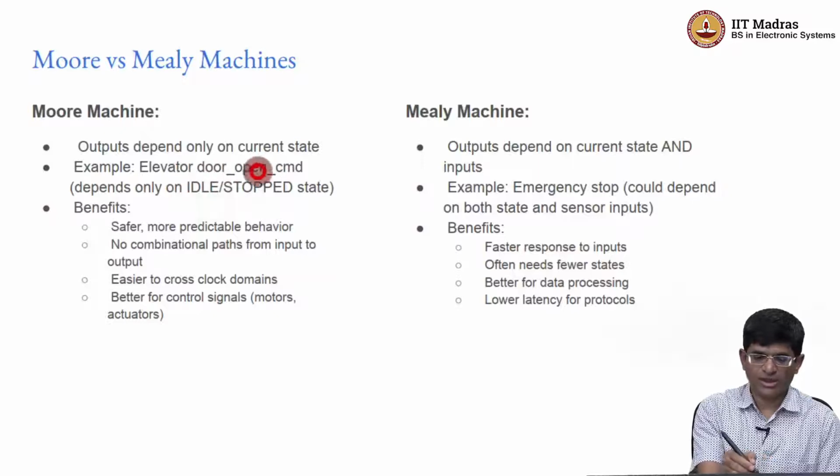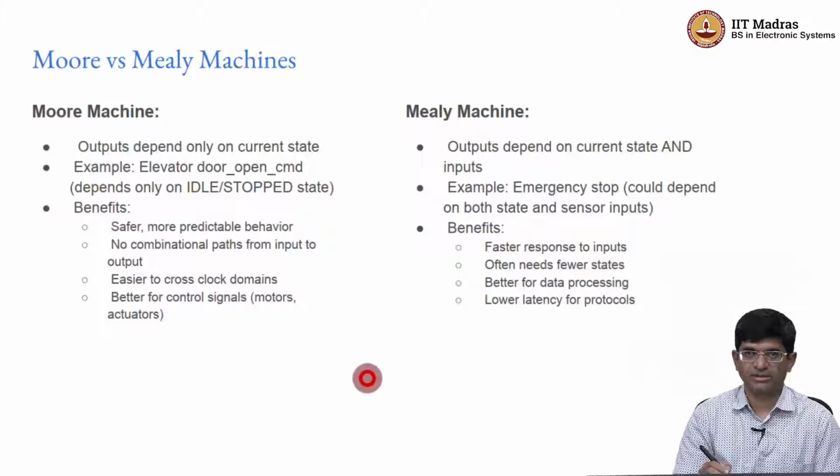In this case, basically what it says is that the door open command depends only on whether it is in the idle or in the stopped state. It does not look at any of the other inputs such as the up or down or up pending or any of the other signals that you might have over there, right. If you are in this state, then the door open command will be activated. That is essentially what a Moore machine says.